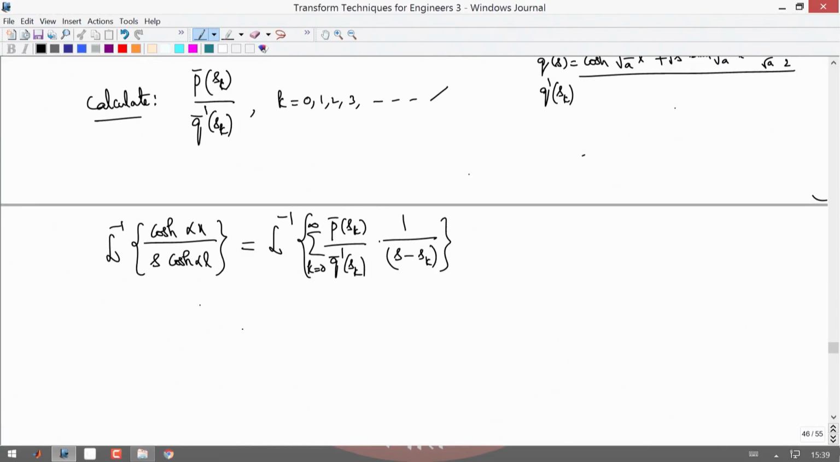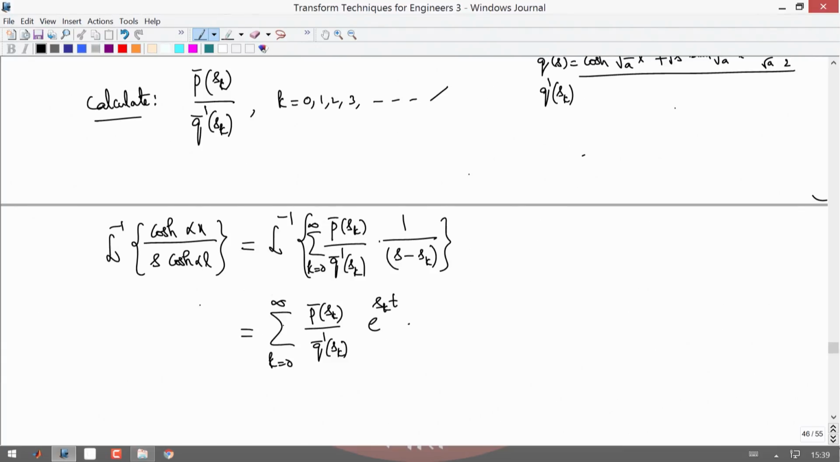Okay. So, this is equal to, so L inversion for this, as though you can apply this inversion as though you can take this Laplace inversion as though it is a linear operator, though it is not, we are only doing formally here. You take this inversion inside this summation, you have this k is from 0 to infinity p bar of sk by q bar dash of sk times L inversion of this, is a constant. So, 1 over 1 by s minus sk. This inversion is we know that e power skt.